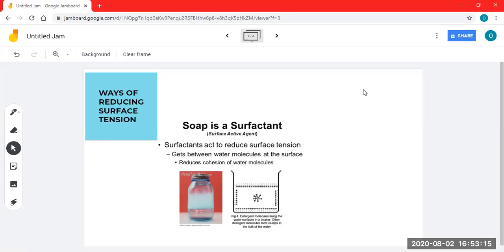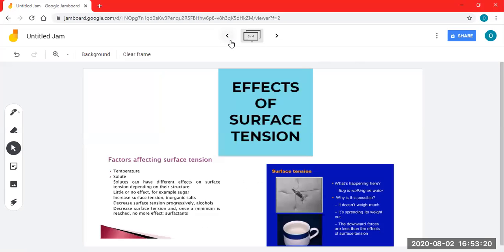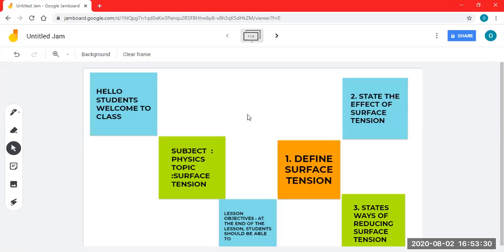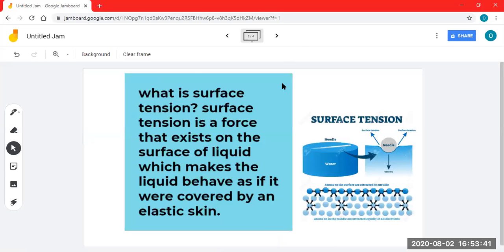So I'm going to leave you with this, the ways by which we can reduce surface tension. We've talked about the effect of surface tension. We've talked about what surface tension is, and that is all about surface tension. So we can do a quick recap and just quickly look at the definition. We say surface tension is a force that exists on the surface of a liquid which makes the liquid behave as if it were covered by an elastic skin.